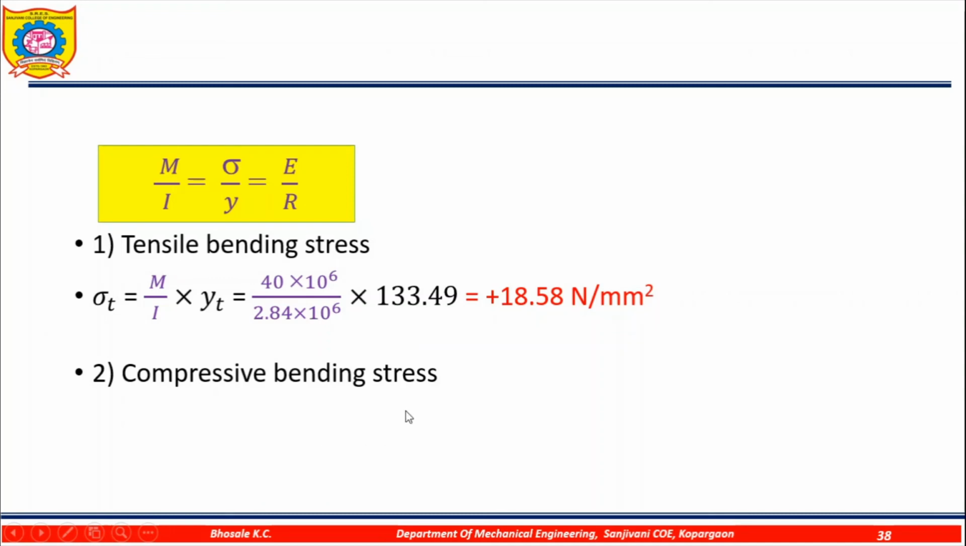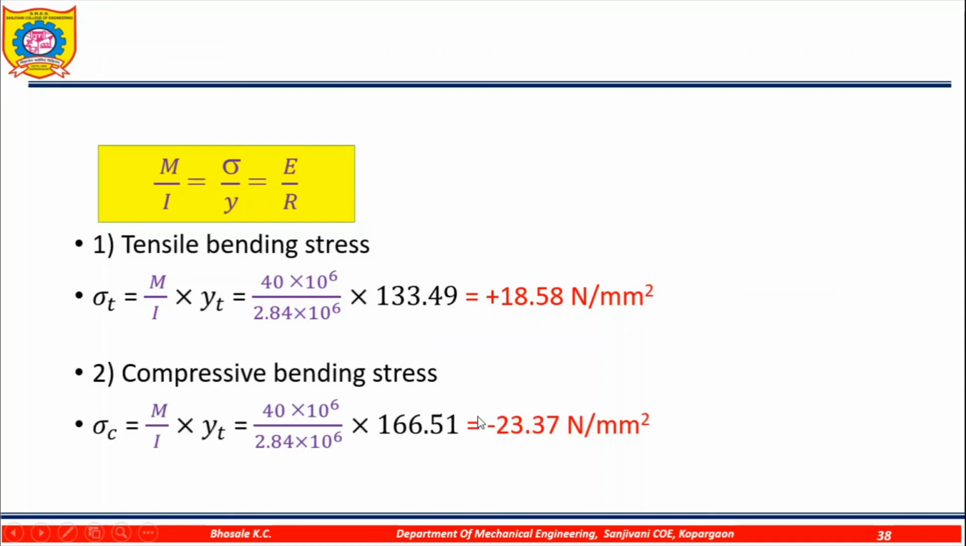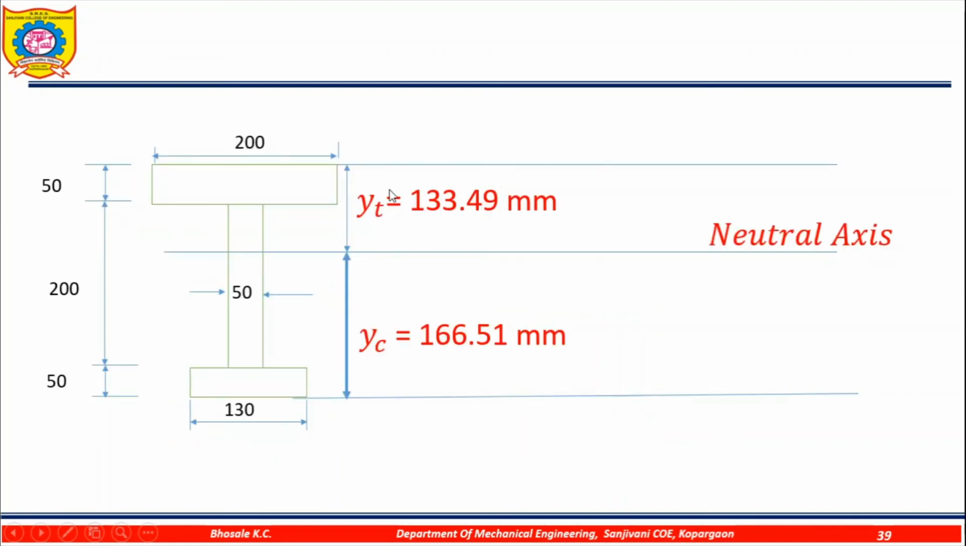Similarly, compressive bending stress is at the bottom side. So we have to find the distance of the bottom side from the neutral axis, which is 166.51. So it will give the value of the compressive bending stress. This is the Yt distance and this is the Yc distance. From that we will plot the values. The positive bending stress will be drawn on the right hand side and the negative bending stress on the left hand side.